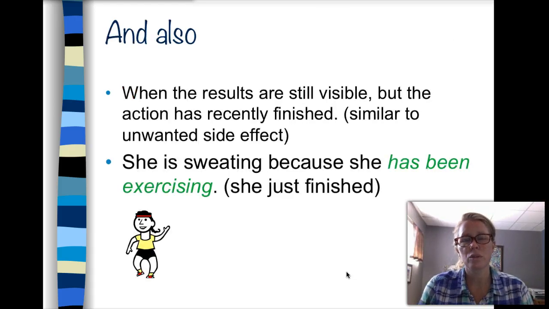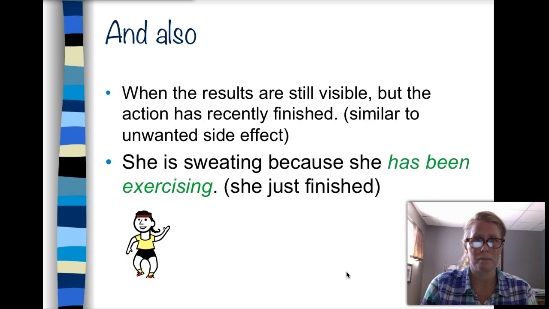We also use the present perfect progressive when the results are still visible, but the action has recently finished. So it's very similar to the unwanted side effect. She is sweating because she has been exercising, or she's crying because she has been cutting onions. That often happens to me.